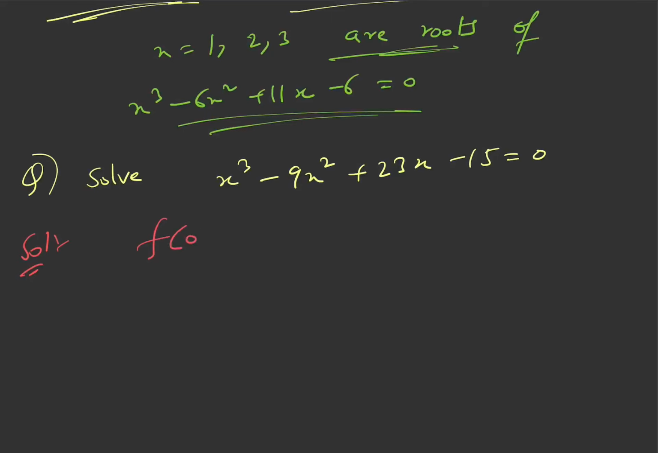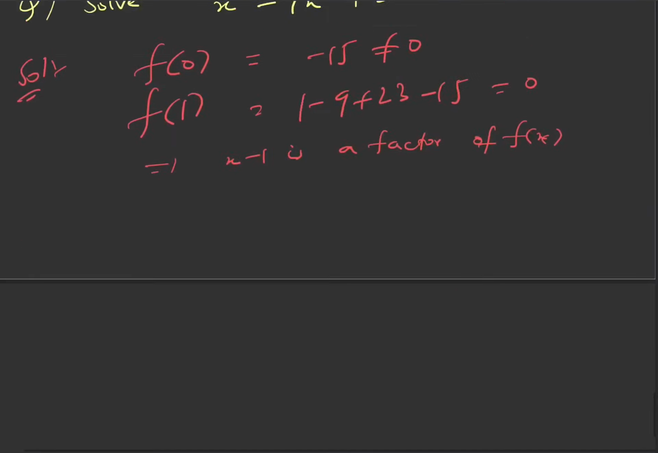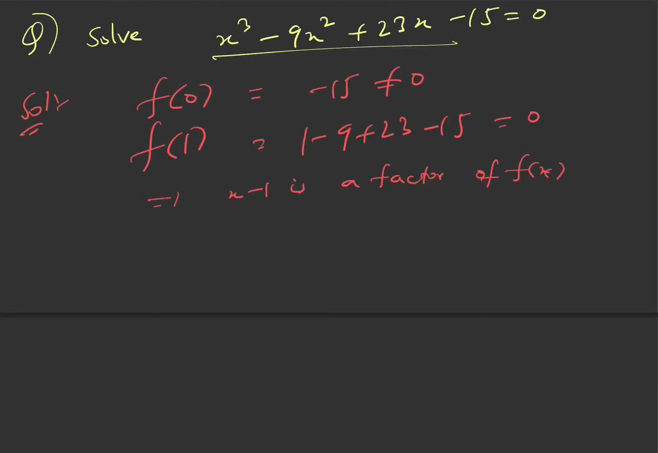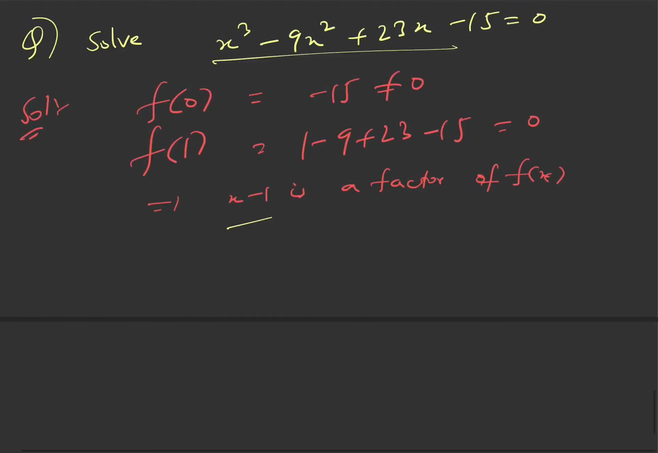Okay, so let us begin by hit and trial. So let us check 0. f of 0 is minus 15, so that is not 0. Let us check 1. f of 1 is 1 minus 9 plus 23 minus 15, so this is becoming 0, right? So it means what? x minus 1 is a factor of f of x. So now you see I can divide this f of x by x minus 1.